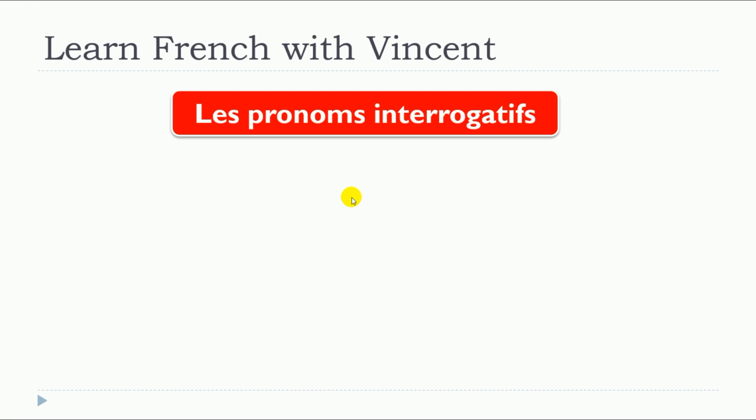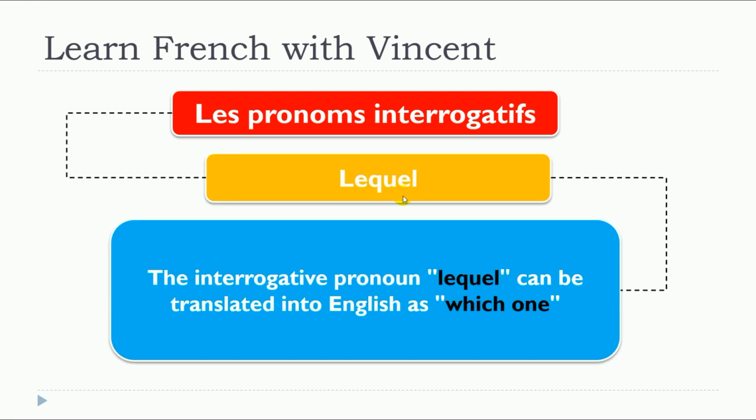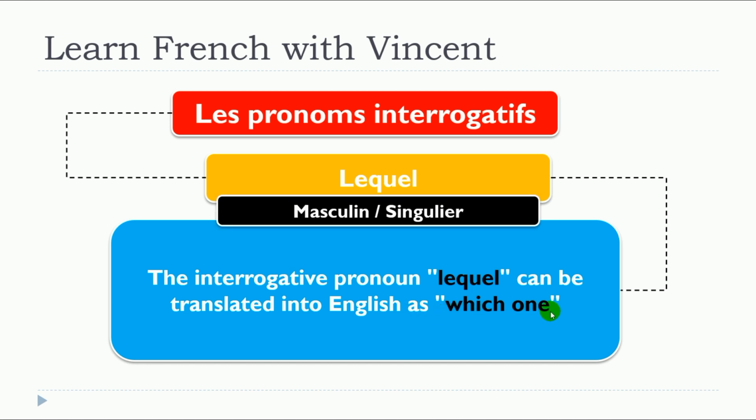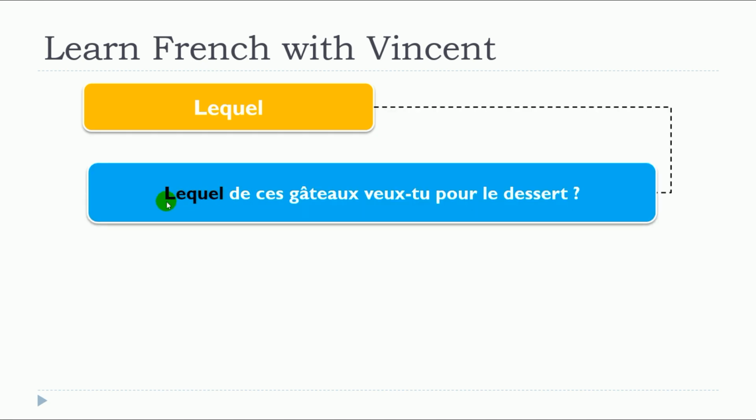So, this lesson is about lequel. And the interrogative pronoun lequel can be translated into English as which one. But keep in mind that lequel will be used for masculin singulier. So we will see some examples with lequel.